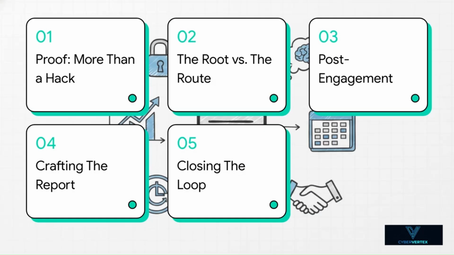All right, here's our game plan. We're going to kick things off with the proof of concept. Then we'll tackle a huge strategic mistake I call the root versus the route. After that, we'll cover what you need to do after the test is done, then dive into building the perfect report. And finally, we'll walk through how to close the loop on the whole project.